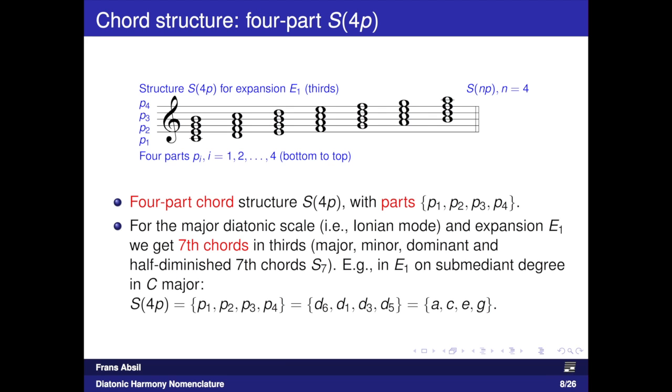The 4-part chord structures in diatonic harmony are created by taking 4 adjacent pitches from the expansion E1. The result is the set of 7 chords shown here on the 7 degrees of C major, and they consist of a number of major, minor, dominant and half diminished 7 chords.